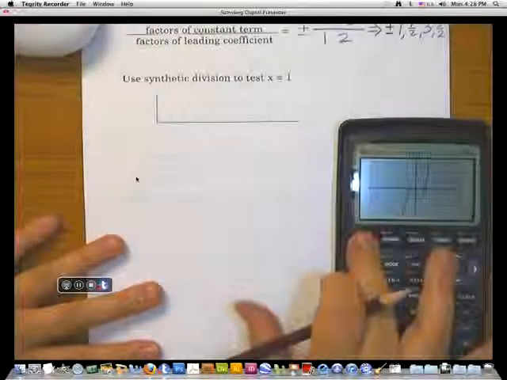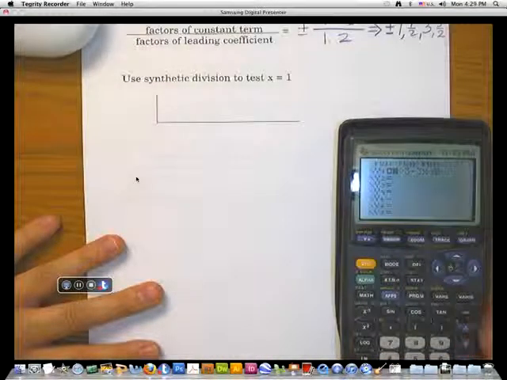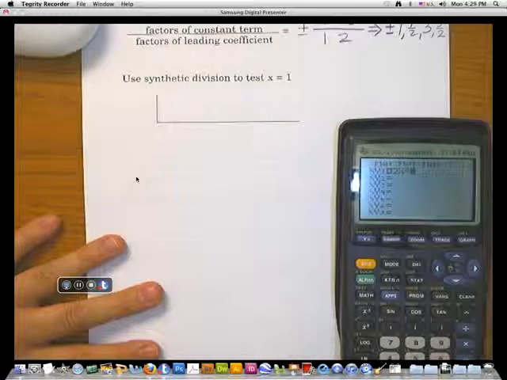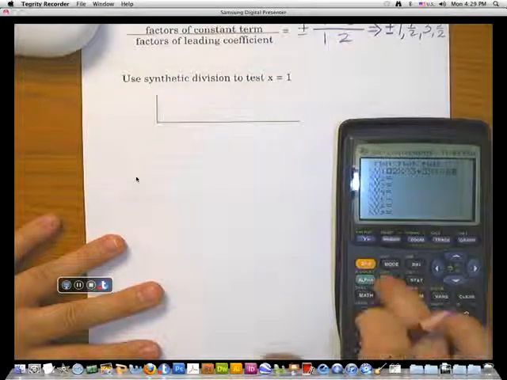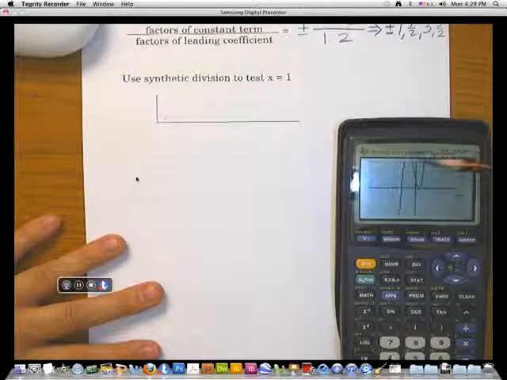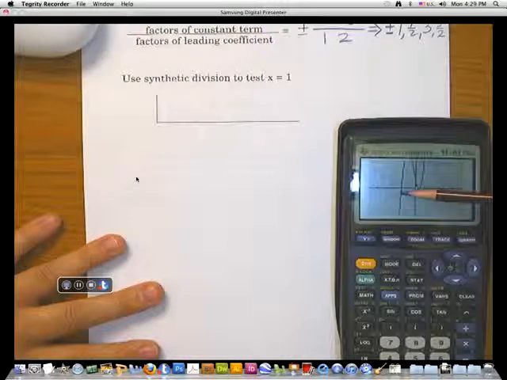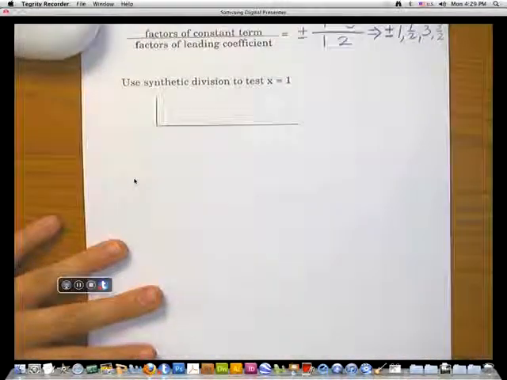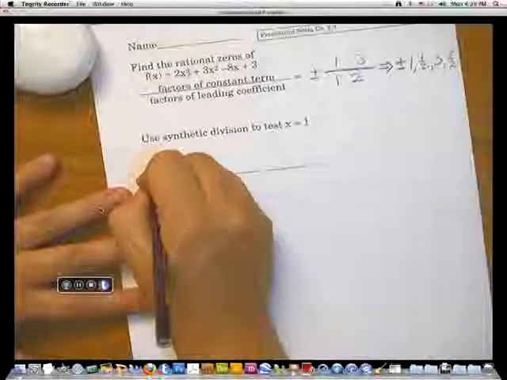I again would pull out my calculator. I would punch in the equation, 2x cubed, 3x squared, minus 8x plus 3, and I would narrow it down even some more. Let's see, it looks like possibly negative 3 is a zero. So let's jump to there. Negative 3.